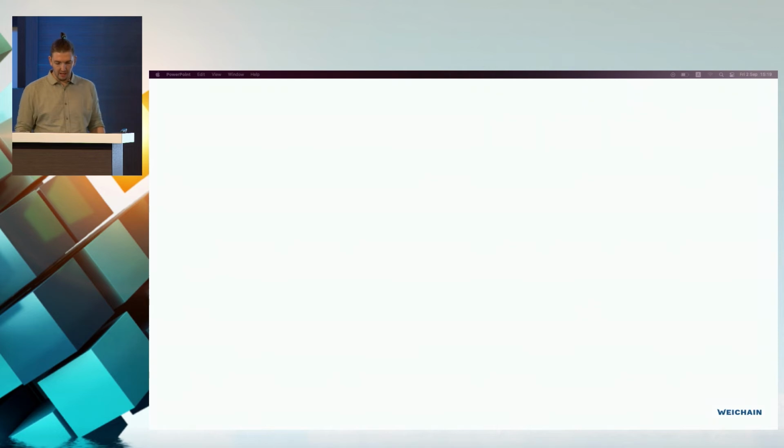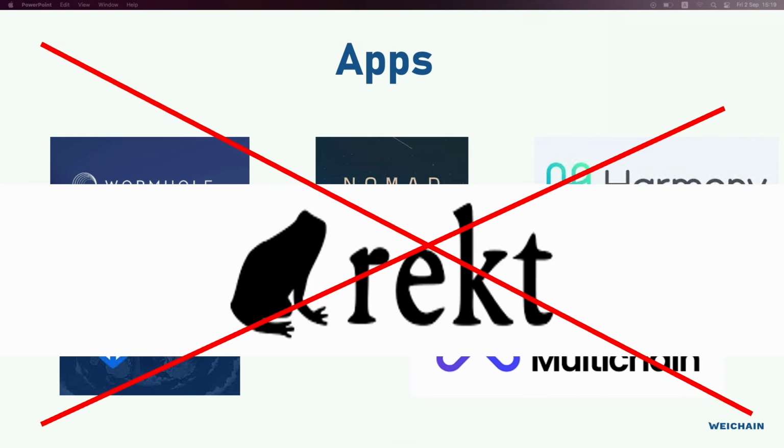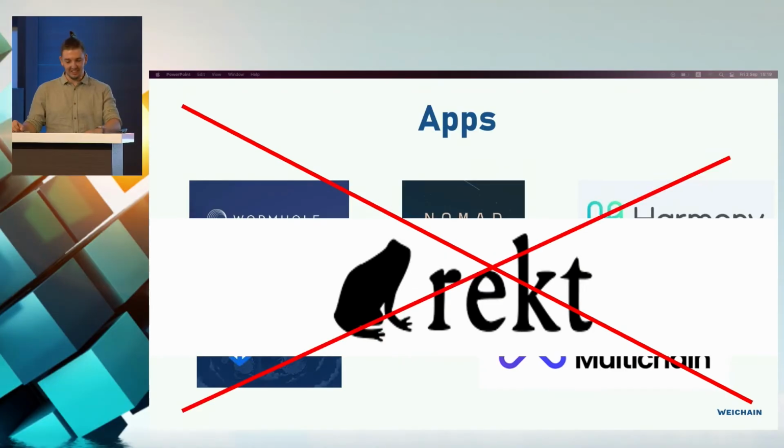And here I have some applications as an example of multi-chain bridges or cross-chain bridges. Can you guess what's the common thing between all of them? Yeah. All of them were wrecked at some point. So all these 5 combined have lost around $1 billion.